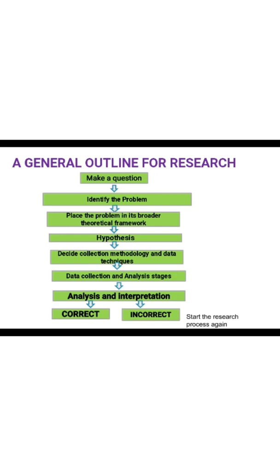A general outline for research is: first, make a question, then identify the problem, place the problem in its broader theoretical framework, next, hypothesis, and decide collection methodology and data techniques, and then data collection and analysis stages, and then analysis and interpretation, and you can find out if your research is correct or incorrect. If your research is incorrect, you have to start the research process again.